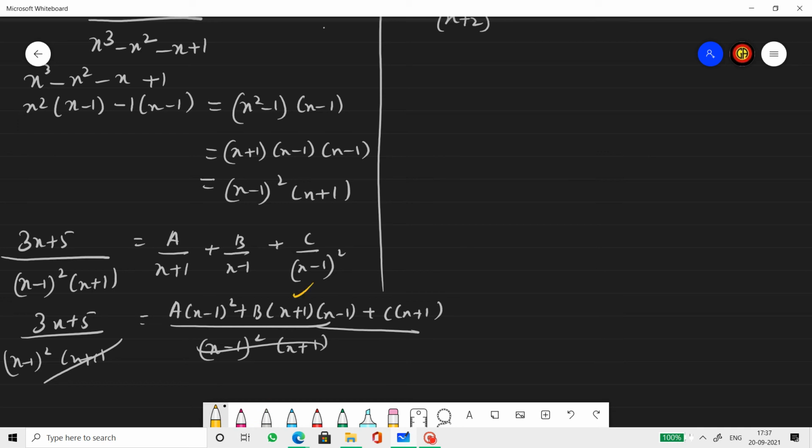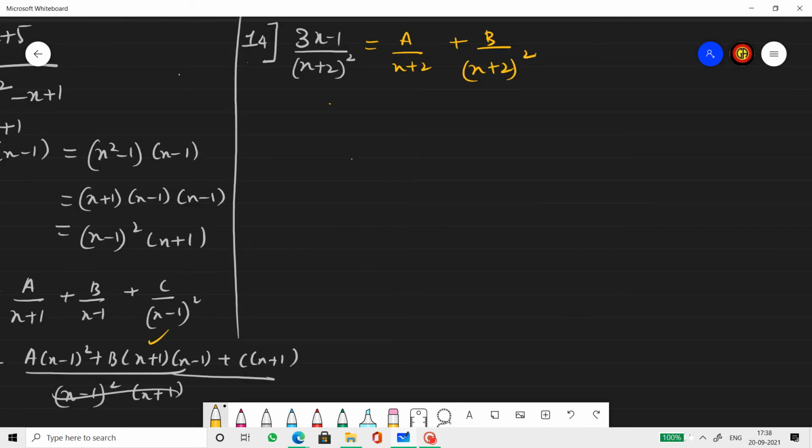Take x as minus 1, you will be able to find one of the three variables. Take x as 1, you will be able to find the other variable. And to find the third variable, start comparing. Once you find the comparison and get the third variable value, apply it over here and start integrating them. So next question, (3x minus 1) by (x plus 2) the whole square. This is question number 14, similar to this type.